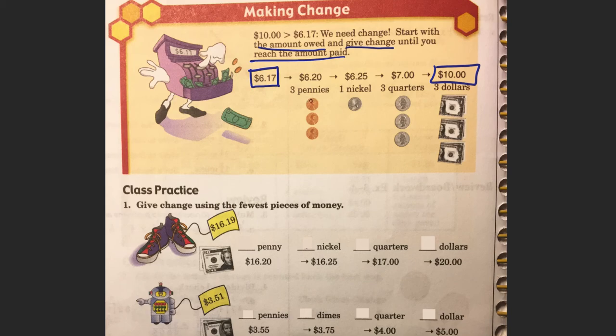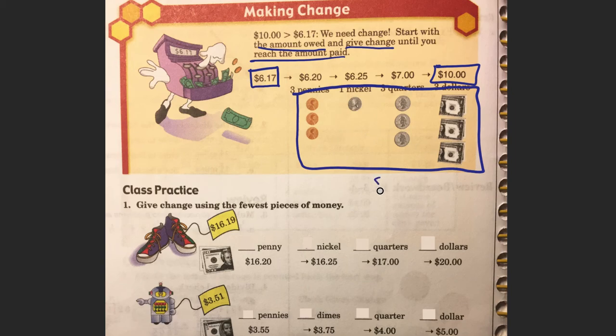So the cashier gave the customer 3 pennies to get to 6.20. She then added a nickel. She got to 6.25, and then added 3 more quarters to get to $7, and added 3 more dollars to reach the $10 that the customer paid with. So this total here is the change owed to the customer.